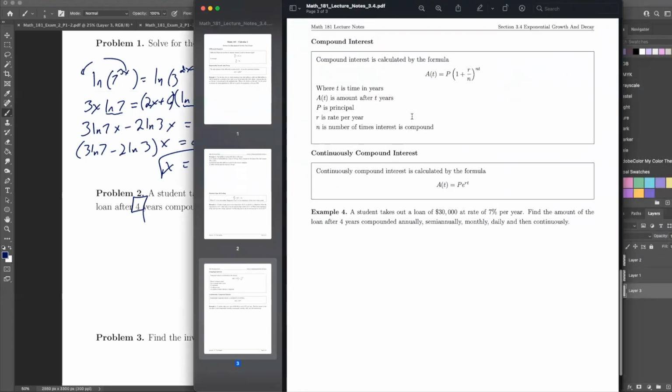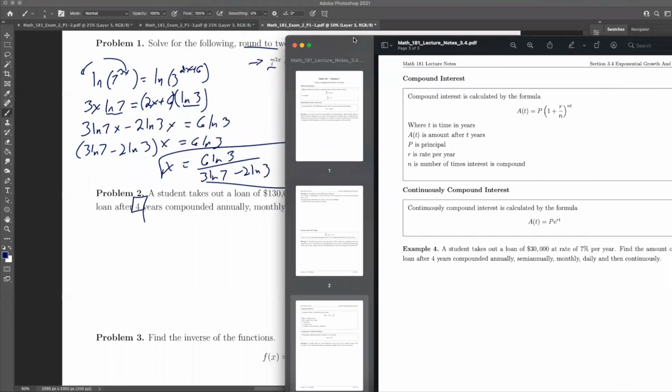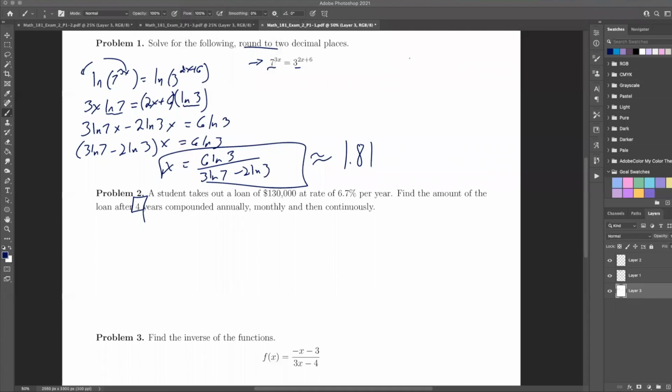All right, so here we have compound interest and continuous interest. So we're going to be using these two formulas. I'll go ahead and just rewrite these formulas for you so you have them on these papers. The amount at time t is equal to the principal times (1 plus r over n) to the nt. And for the continuous one, A of t is equal to P e to the rt.